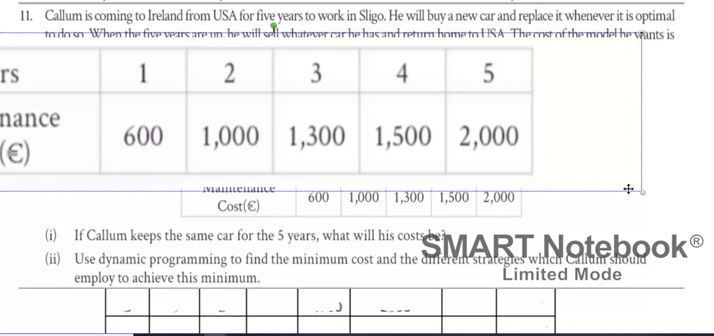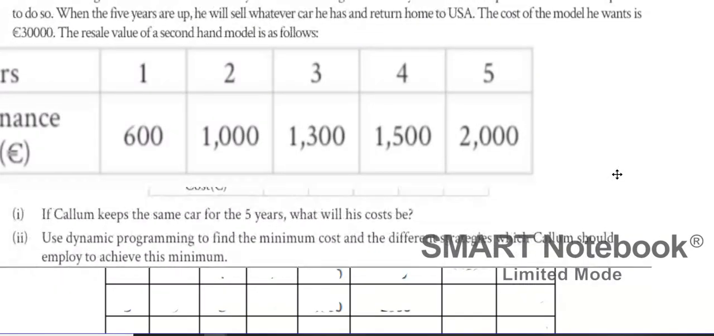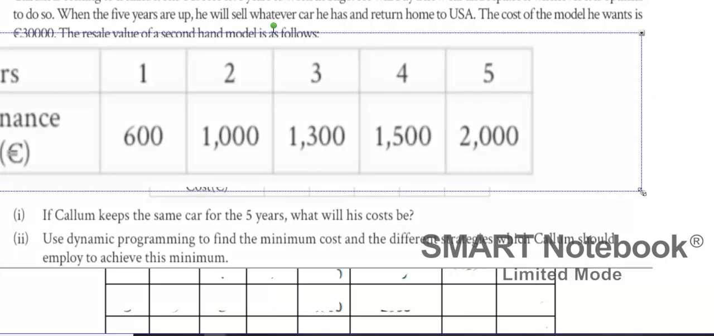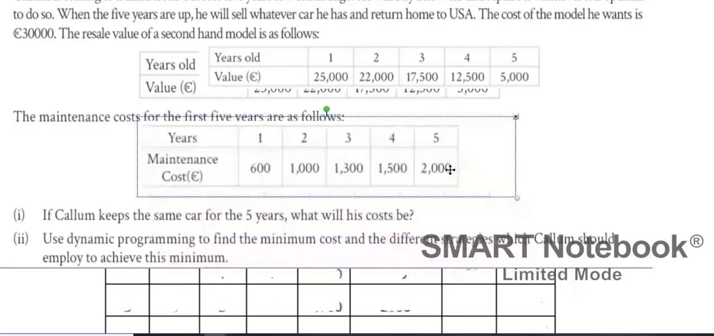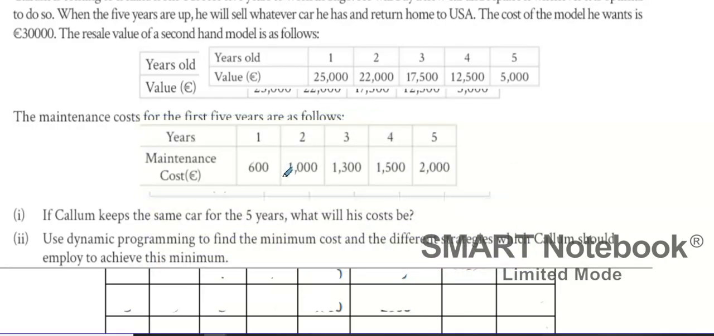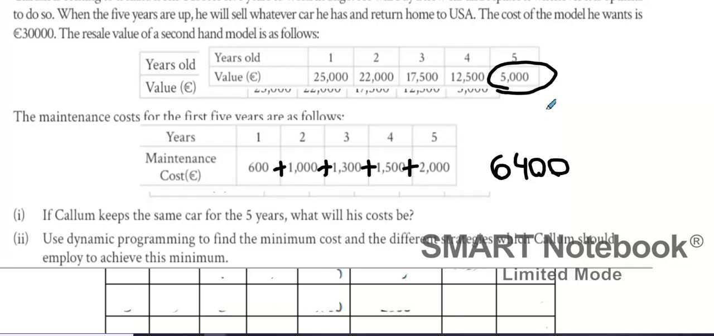All right. Now, if Colin keeps the car for 5 years, what will his cost be? Now let's just talk about 5 years. What would 5 years of maintenance be? If you add all them up, if somebody's quick on the calculator, it will speed me along. Was it 6,400? Yeah, and his car is only worth how much now? 5,000, isn't it? Would that make sense?